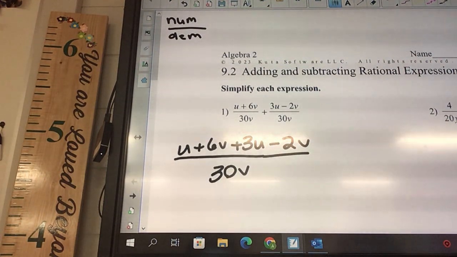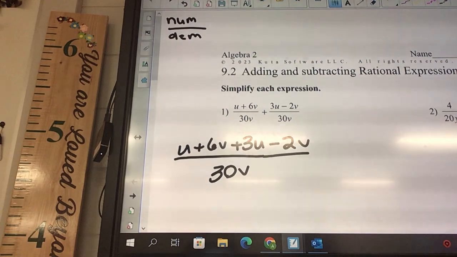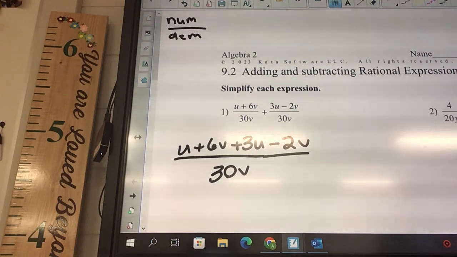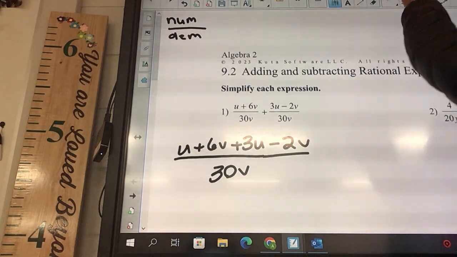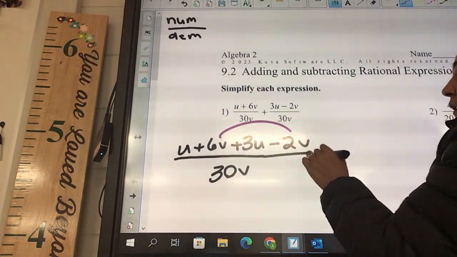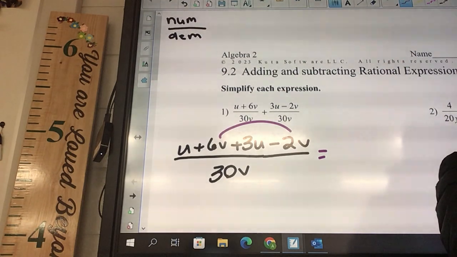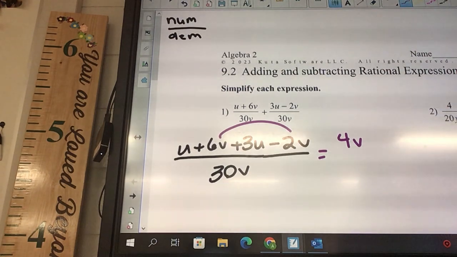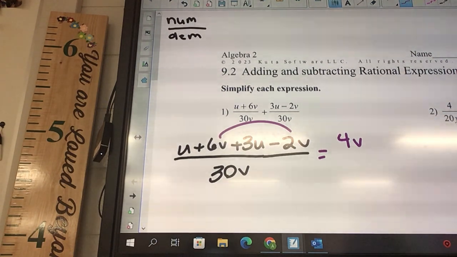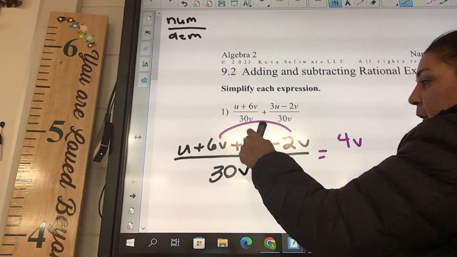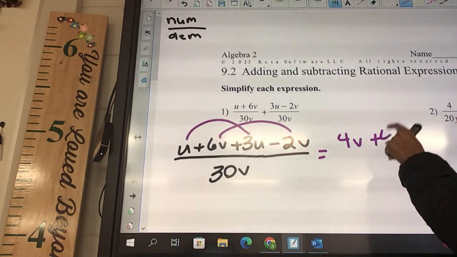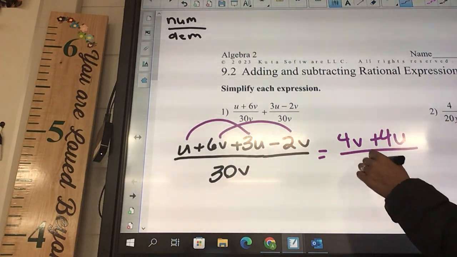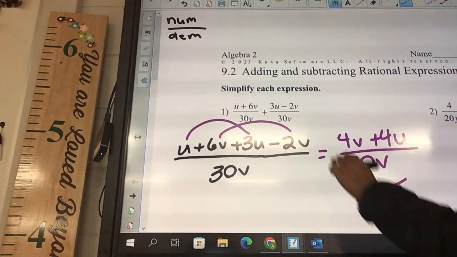Now, looking at this and just going with your basic math skills, it's just a matter of combining like terms. What can we combine? 6v and negative 2v is what? 4v. 6 minus 2 is 4. You're fine. And then we can combine the u's together. 3u plus 1u, so that's going to be plus 4u. In the bottom, we have not changed anything, so it's still going to be 30v.